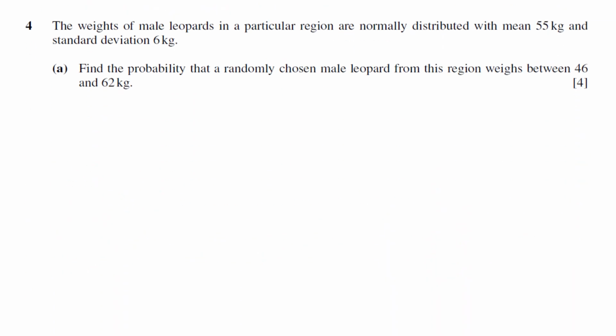On to question 4. It says the weights of the male leopards in a particular region are normally distributed with mean 55 kgs and standard deviation 6 kgs. Find the probability that a randomly chosen male leopard from this region weighs between 46 and 62 kgs. The first thing we need to do is to assign the variable x to be the weight of the male leopard, so x is normally distributed with a mean of 55 kgs and a variance of 6 kgs to the power 2.